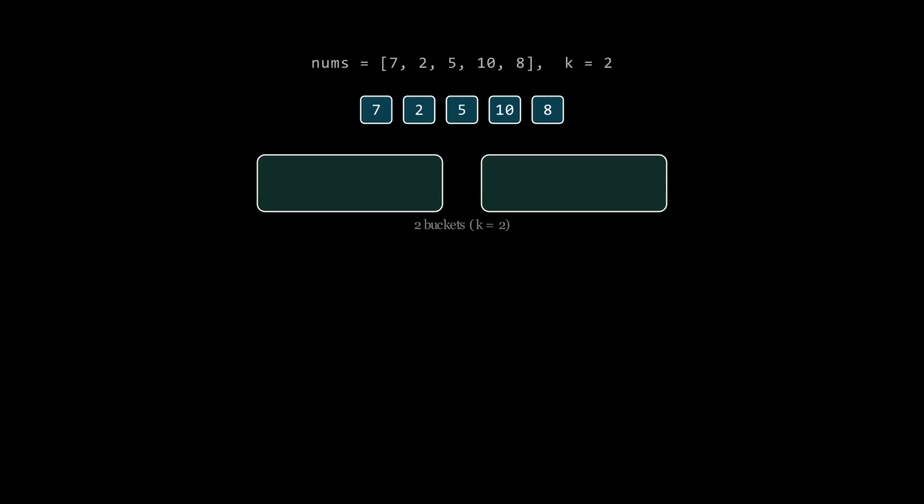Imagine the array as a list of weights, and k as the number of buckets. Each bucket is one subarray we split into. We'll represent subarrays as buckets, here k is 2, so we have 2 buckets.